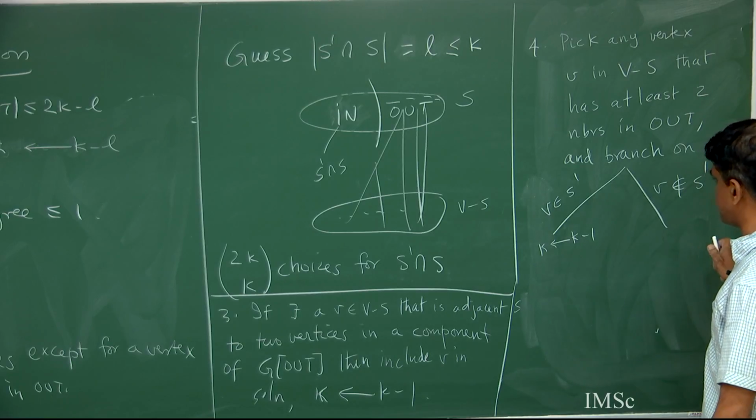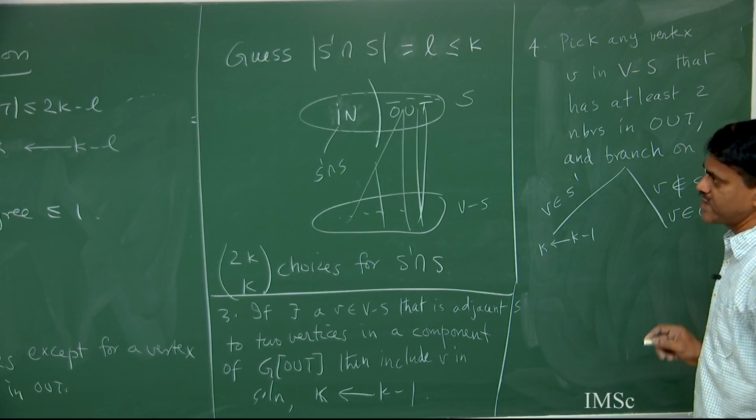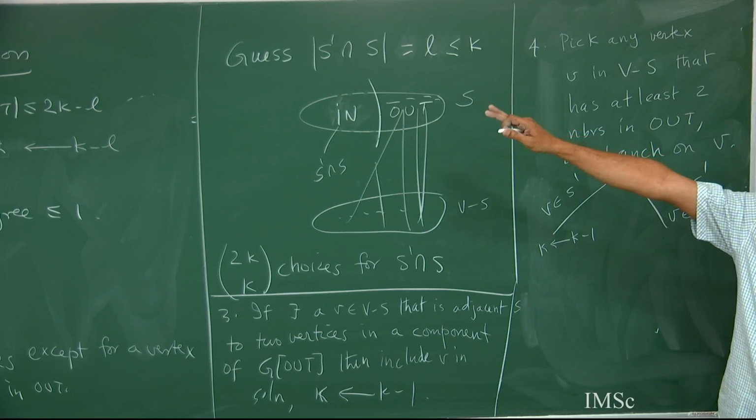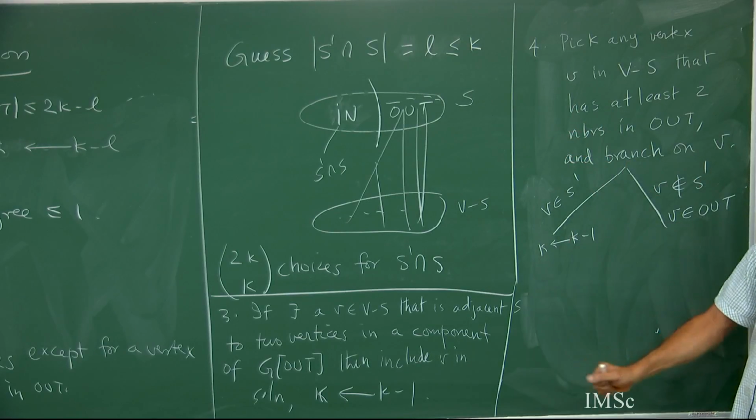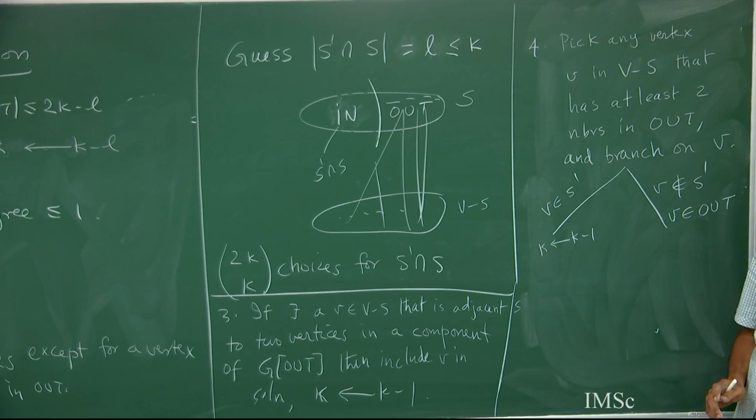It is the same as saying I am going to throw V into my out set. Remember, that is the set from which I am not going to pick anything. So, what I will do is I will take V and add it to the out set and continue. Still K doesn't drop. You did some magic about putting it in the out set, but so what?